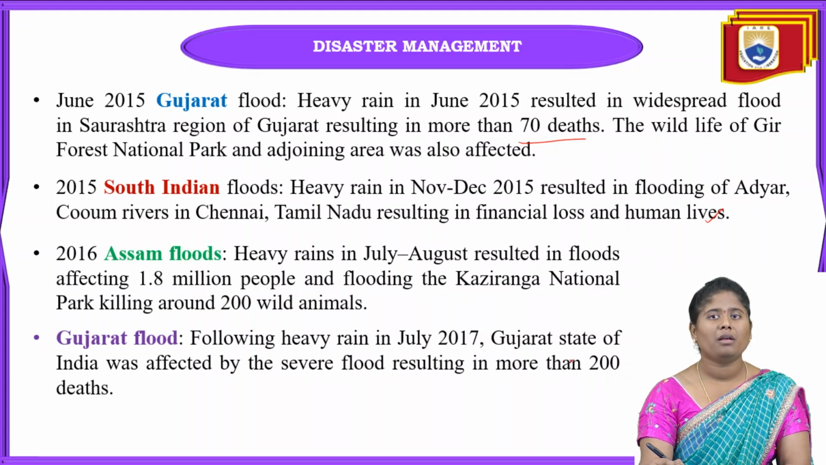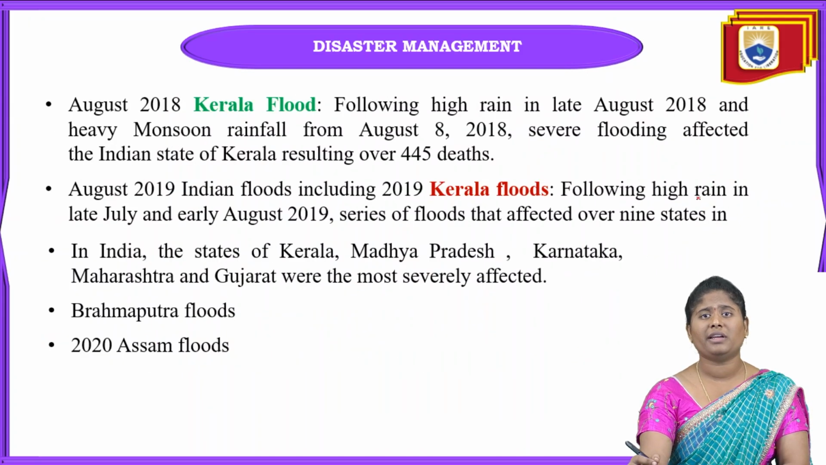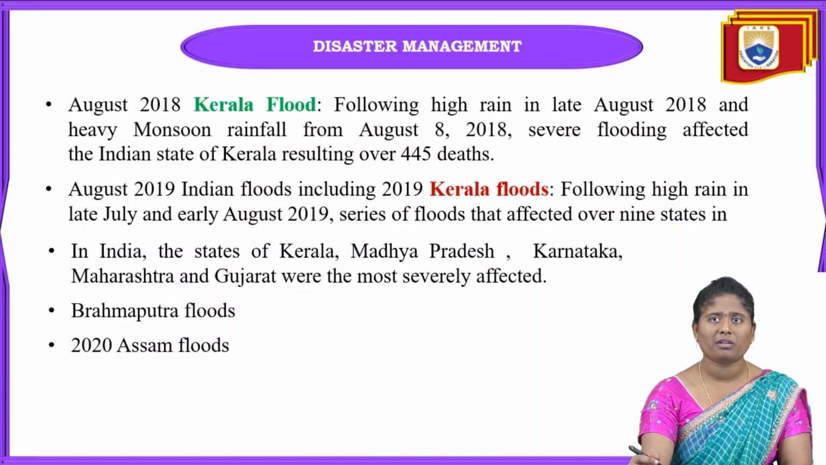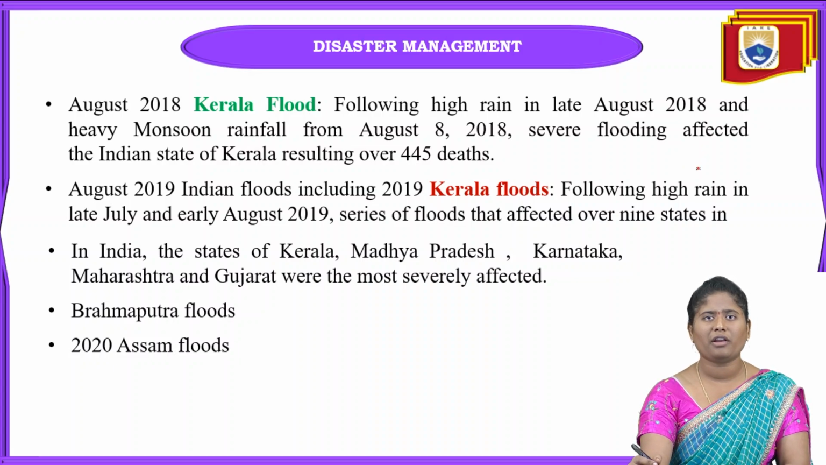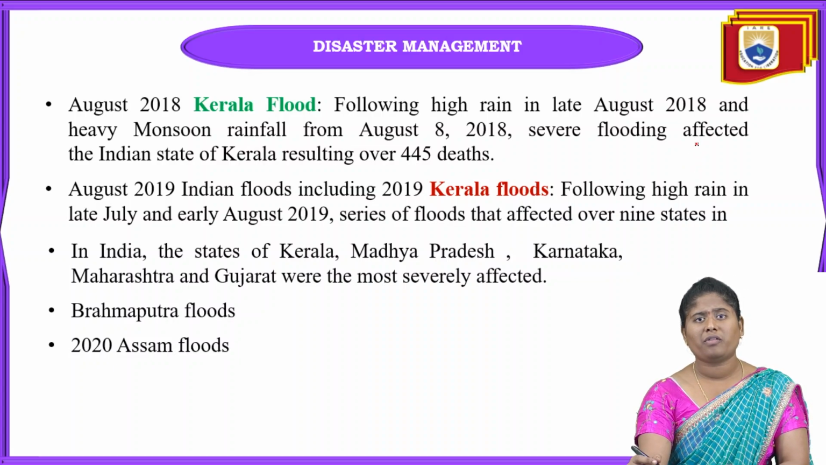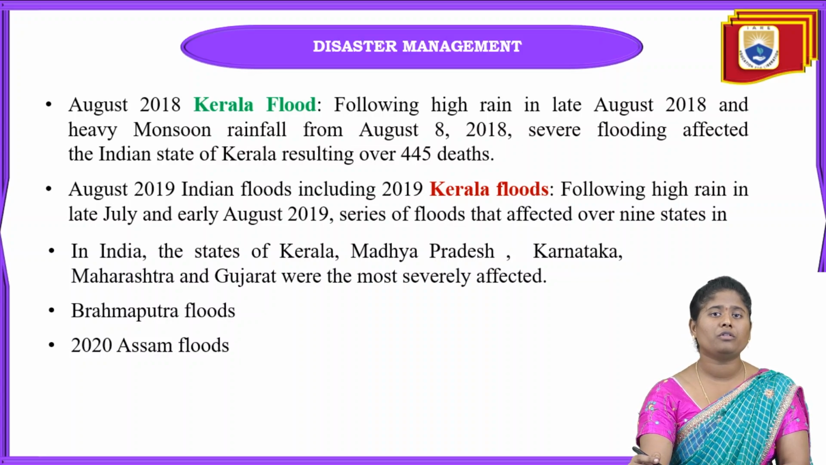And mainly, if these floods occur in rural areas, more people can die, and the livestock are also going to die in those floods. And next is the Kerala flood. This Kerala flood occurred in 2018 because of heavy rainfall. Kerala faced almost 445 deaths at that time.